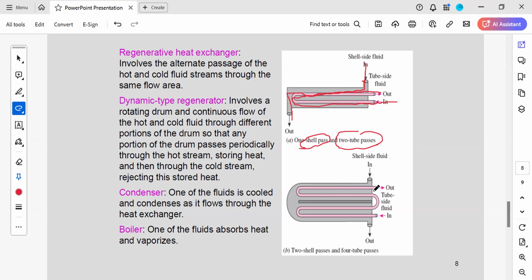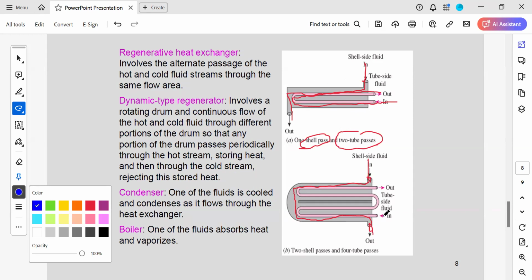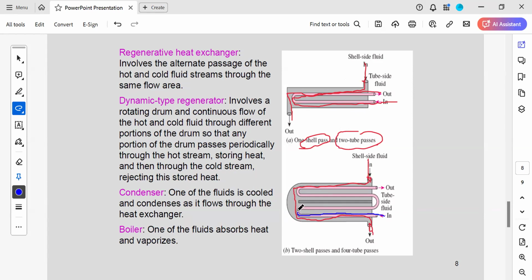For example, if you take this heat exchanger, the shell fluid is entering here and leaving here. When it comes this side, that is one shell pass, and when it comes like this, two shell pass. Coming to the tube pass, the tube fluid will be entering here and going like this: one tube pass. When it comes like this, two tube pass. Like this, three tube pass. Like this, four tube pass. Therefore, it is a two shell pass and four tube pass shell and tube heat exchanger.